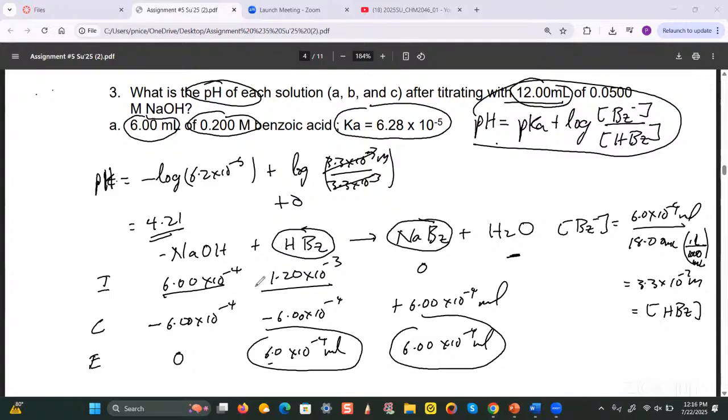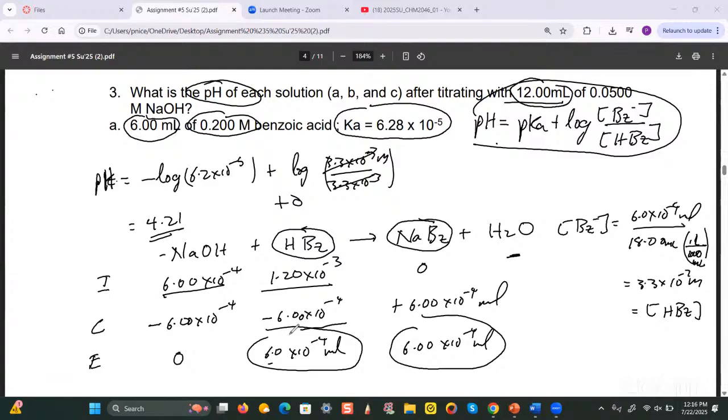Then, if it's 1.2 times 10 to the -3 minus 6 times 10 to the -4, why does it end up being just 6 times 10 to the -4? Yeah, that's what you get when you do that on your calculator. So if you do 1.2 times 10 to the -3 minus 6.00 times 10 to the -4, you get 6.0 times 10 to the -4.